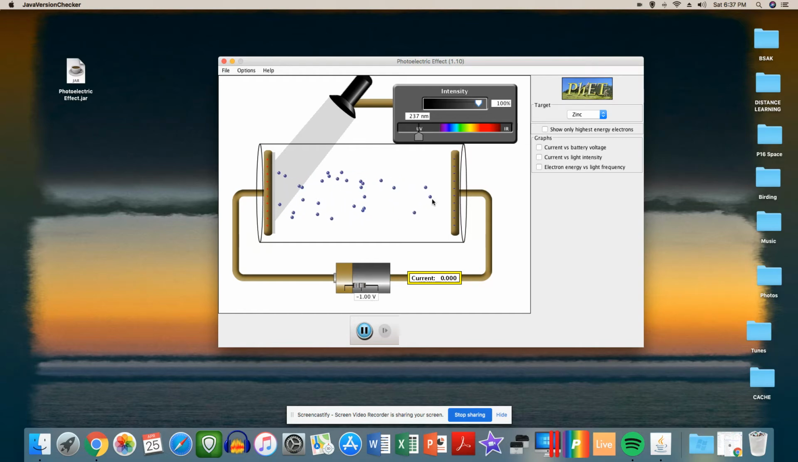Now, what you'll notice here is, see these electrons? They're not quite reaching, are they? We want them to actually go all the way, because this potential difference is between the two plates. So I reckon we can go a bit lower. So let's go 0.9. Oh, there we go.